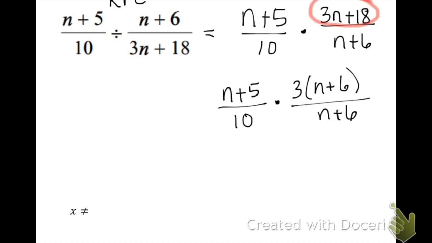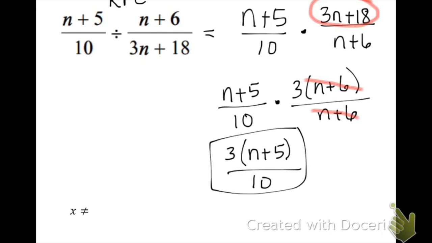Now remember, we cannot simplify this 5 and the 10 because the 5 is attached to the n by addition or subtraction. What we can cancel out though is this n plus 6. So then what I have left is 3 times n plus 5 over 10. This 3 came from right here. Don't forget about what's out front there.